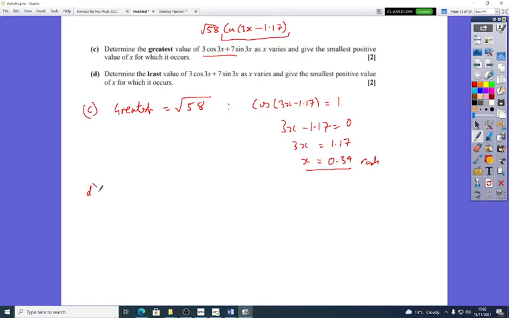And for D, determine the least value. So the least value is when that's equal to minus 1, so that's minus root 58, and that happens when cos 3x minus 1.17 is equal to minus 1. And if you do the cos inverse of minus 1, you'll get pi. Now, just double checking something, so that will be pi, which is just 3.142.